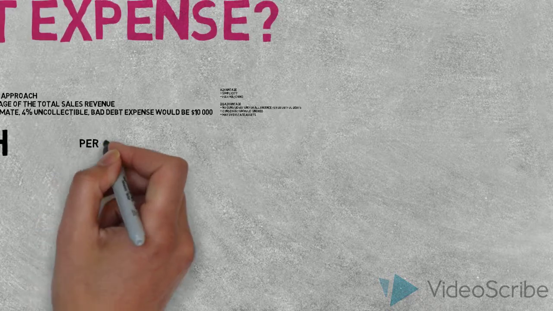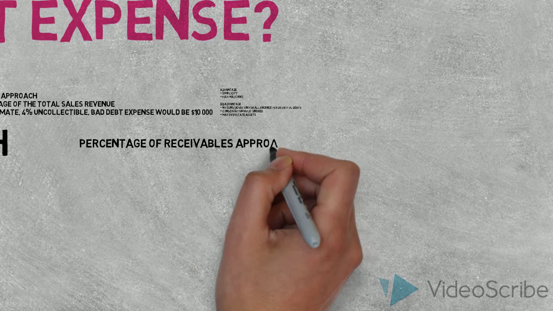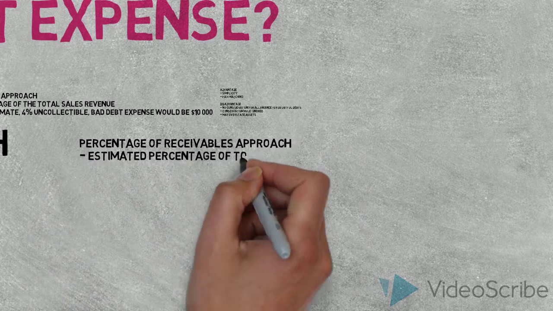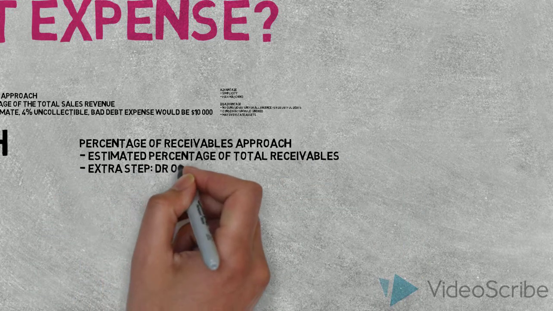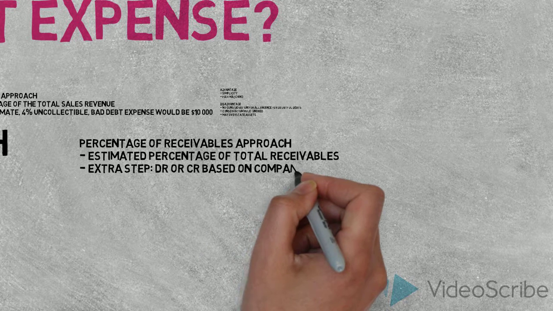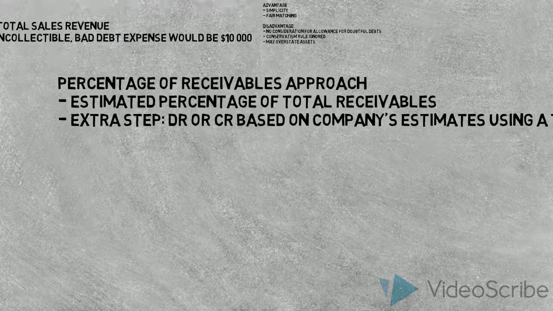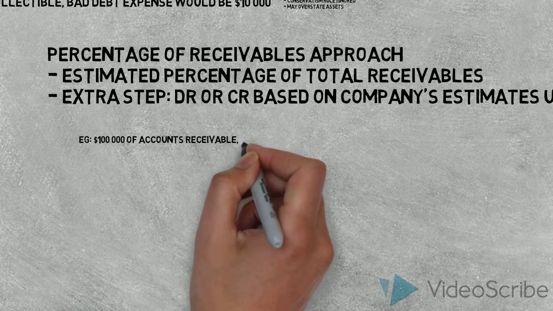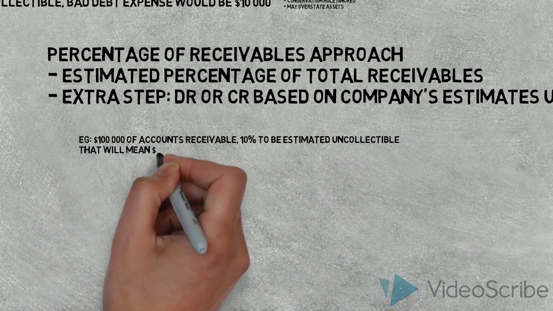Percentage of receivables approach. We estimate a percentage of the total receivables. However, there is one extra step. We must debit or credit based on the company's estimate of this year's accounts receivable using the T account. For example, if there was $100,000 of accounts receivable, then 10% is estimated uncollectible. That would mean $10,000 will be recorded.